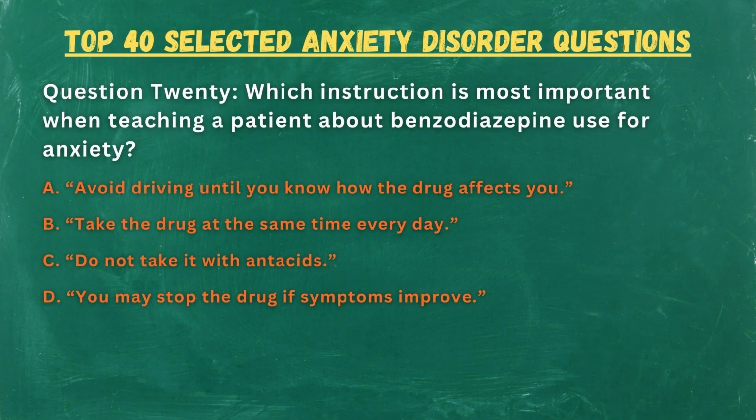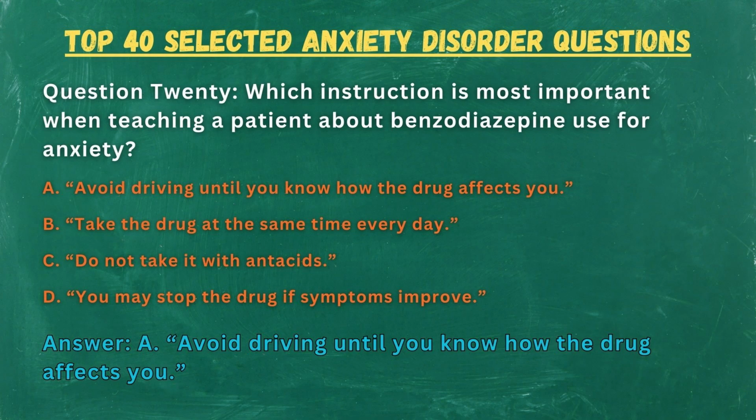Question 20. Which instruction is most important when teaching a patient about benzodiazepine use for anxiety? A. Avoid driving until you know how the drug affects you. B. Take the drug at the same time every day. C. Do not take it with antacids. D. You may stop the drug if symptoms improve. Answer: A. Avoid driving until you know how the drug affects you.